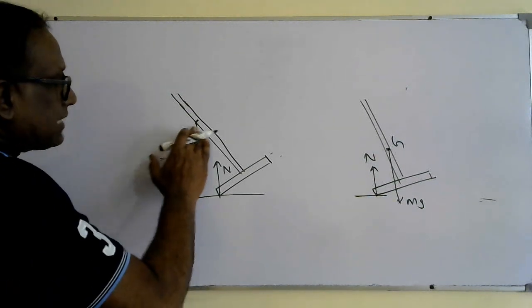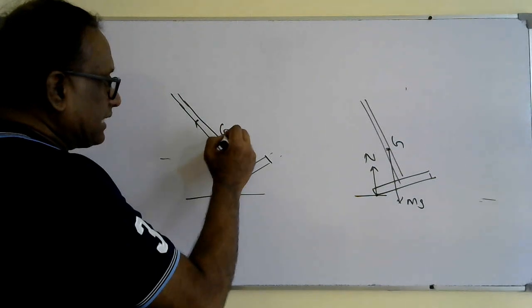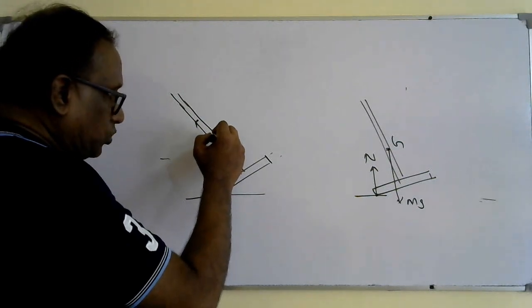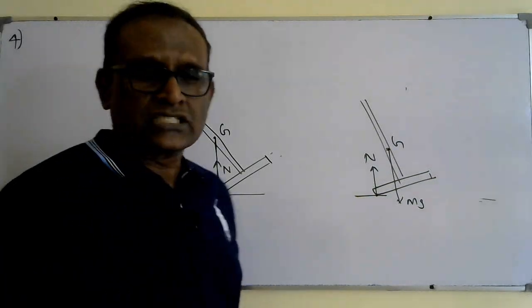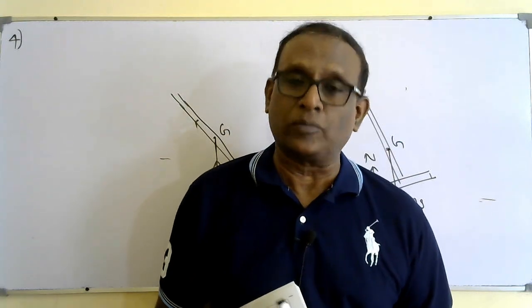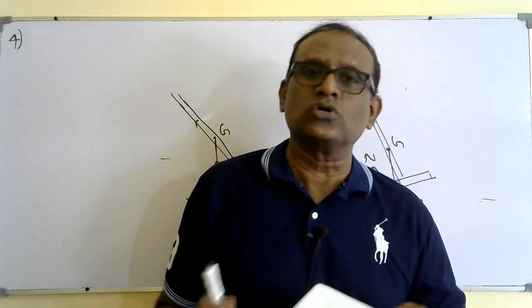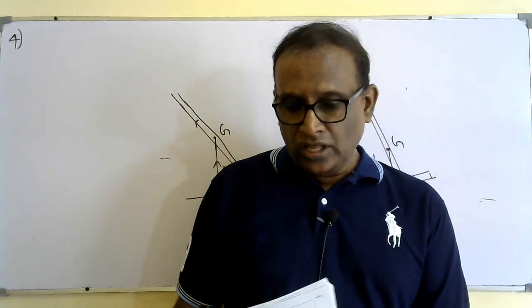If the weight is passing through the same line of action as the normal reaction, the center of mass is here, then we can say it is almost in limiting equilibrium in terms of toppling, or we can say it's almost going to topple. So that is the condition we need to take for B part.